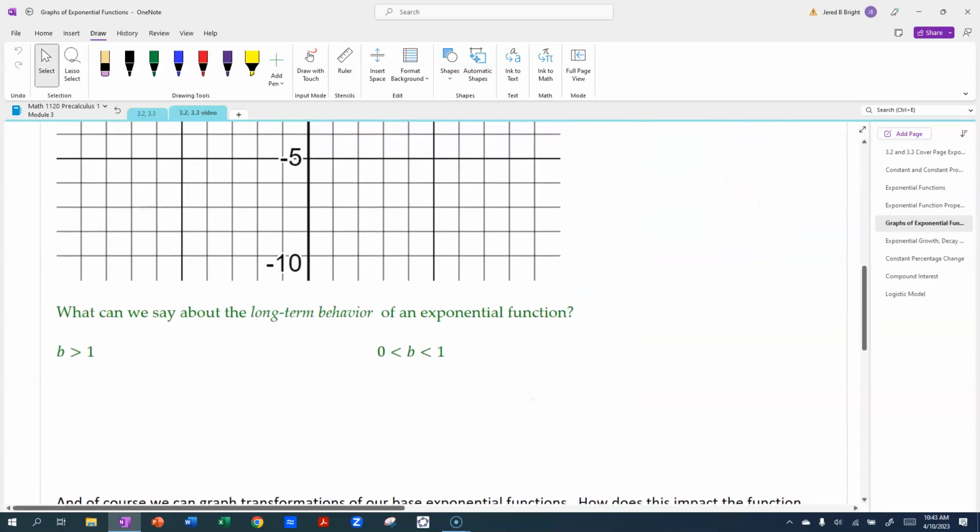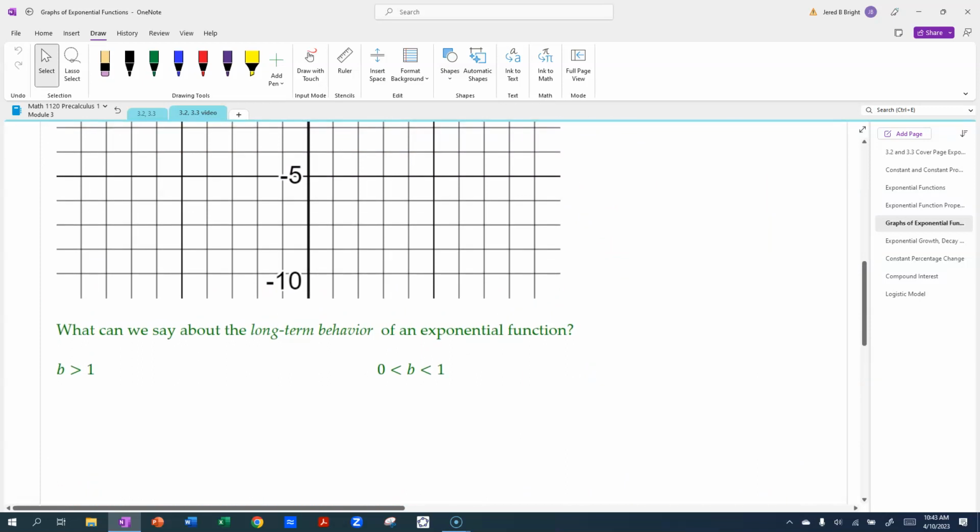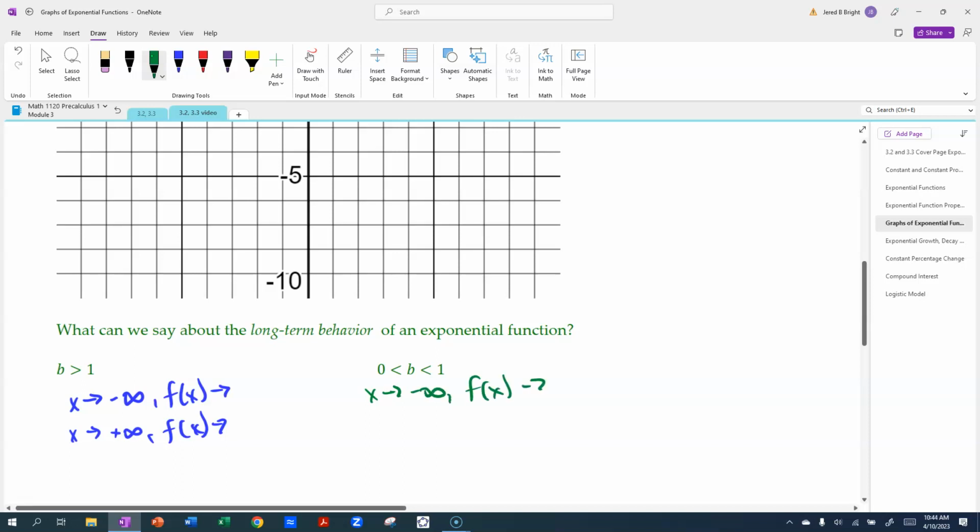The only other thing we should keep in mind is the long-term behavior. What can we say about that? We haven't addressed that. So, long-term behavior in terms of arrow notation: as x goes to negative infinity, f of x goes to something, and as x goes to positive infinity, f of x goes to something else.